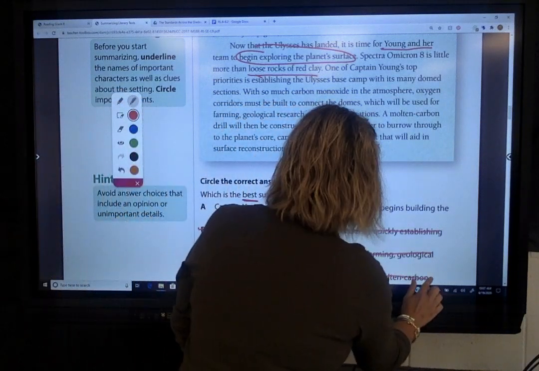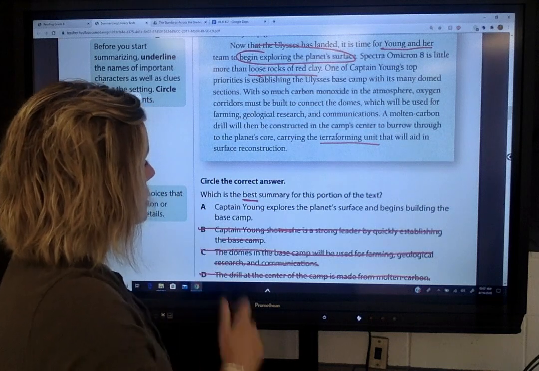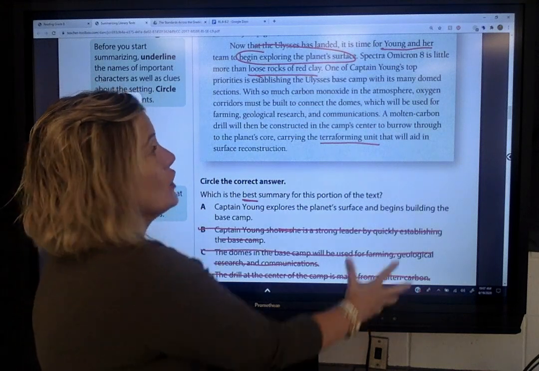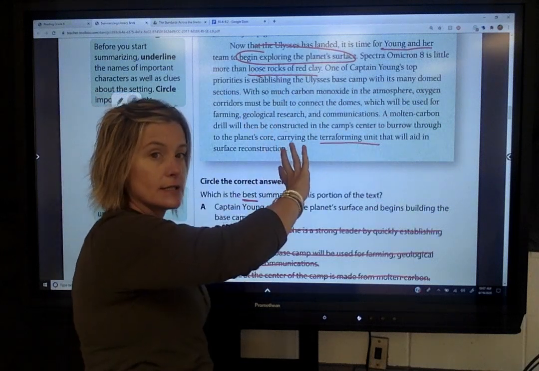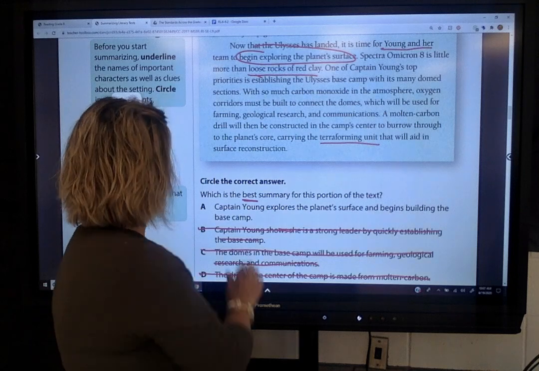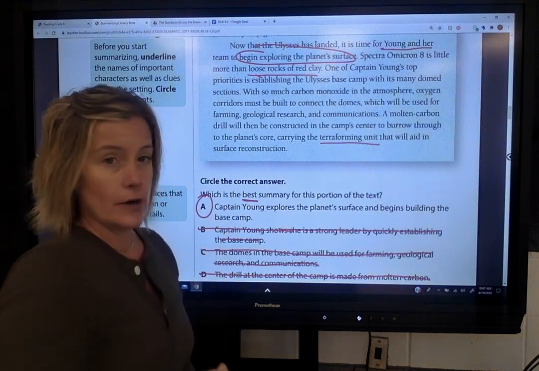So let's look back at A. Captain Young explores the planet's surface and begins building the base camp. That pretty much summarizes what has gone on in this particular text. So choice A is our answer.